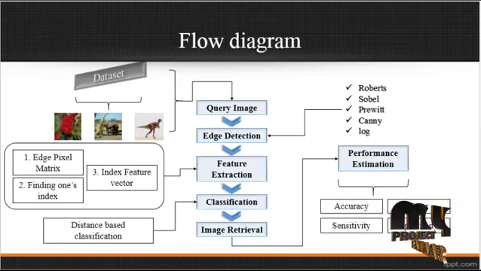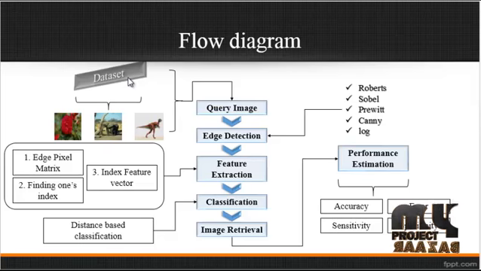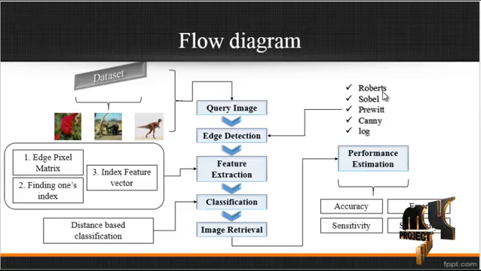Now we are going to discuss the flow diagram for the process. At first, the query image, that is the input image, is taken from the dataset. The dataset is the folder which consists of several categories of images. After getting any one category from the dataset, the corresponding image undergoes the edge detection process. In this edge detection, we have taken 5 types of edge. First one is the Roberts edge, then the second one is Sobel, third one is Prewitt, fourth Canny, and at last the final one is LoG.